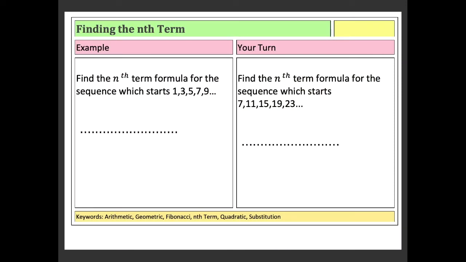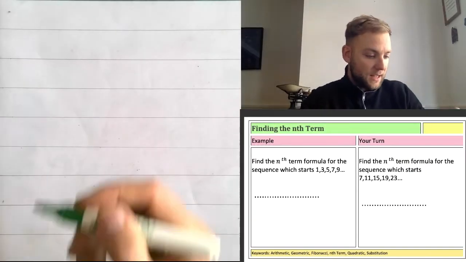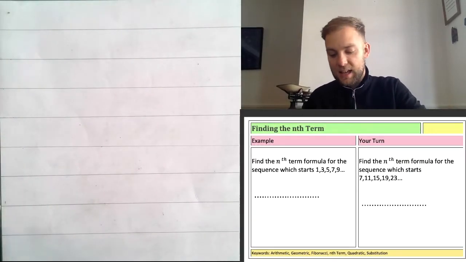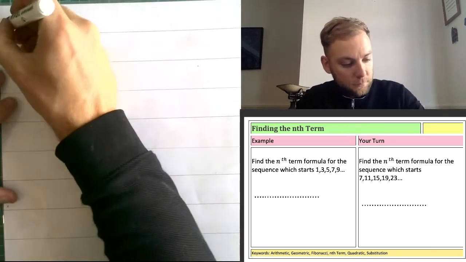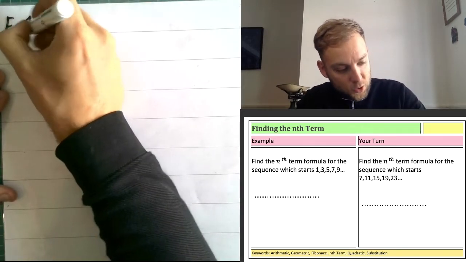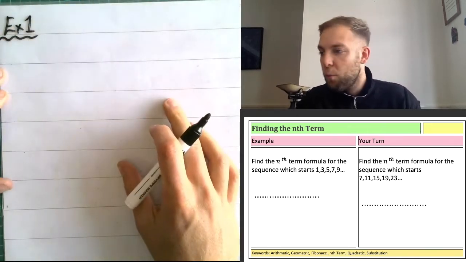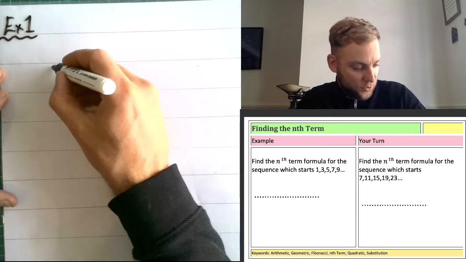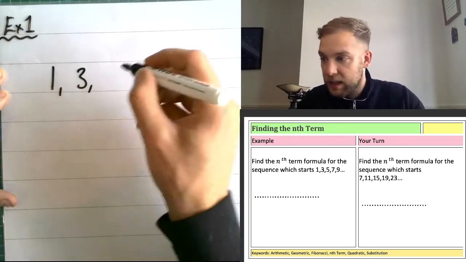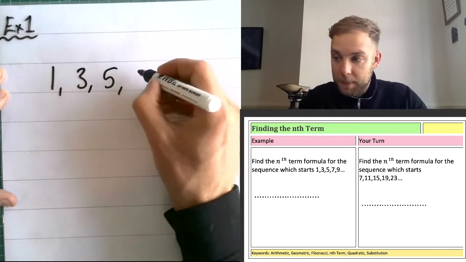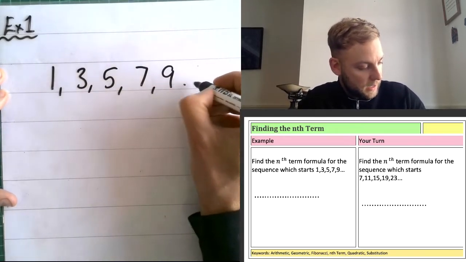So this is our first example, and it says find the nth term formula for the sequence 1, 3, 5, 7, 9. Okay, so let's get this one down. So this one here is example 1. Super. So with example 1, let's write it down first. So 1, 3, 5, 7, 9.